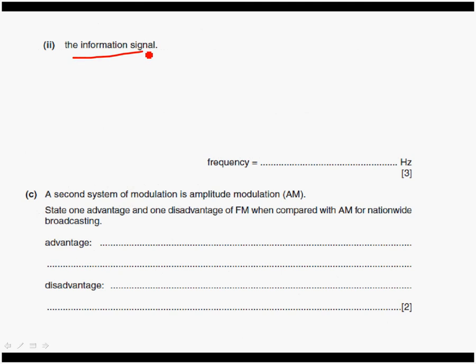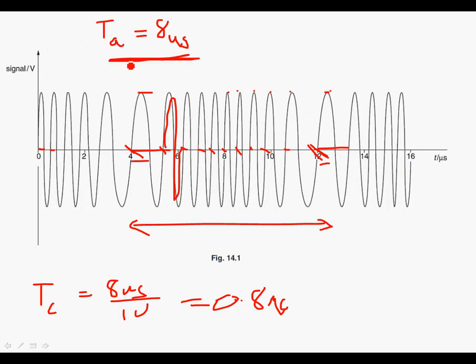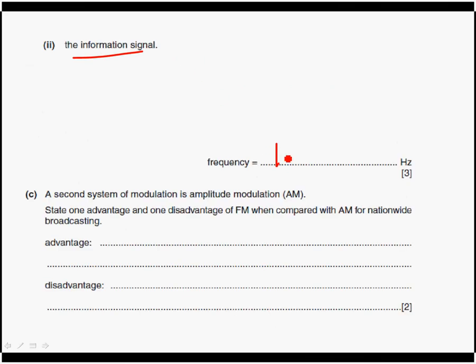Next part is the information signal, and you have the audio time period. So you just have to find 1 over 8 microseconds. You should get 125 hertz.